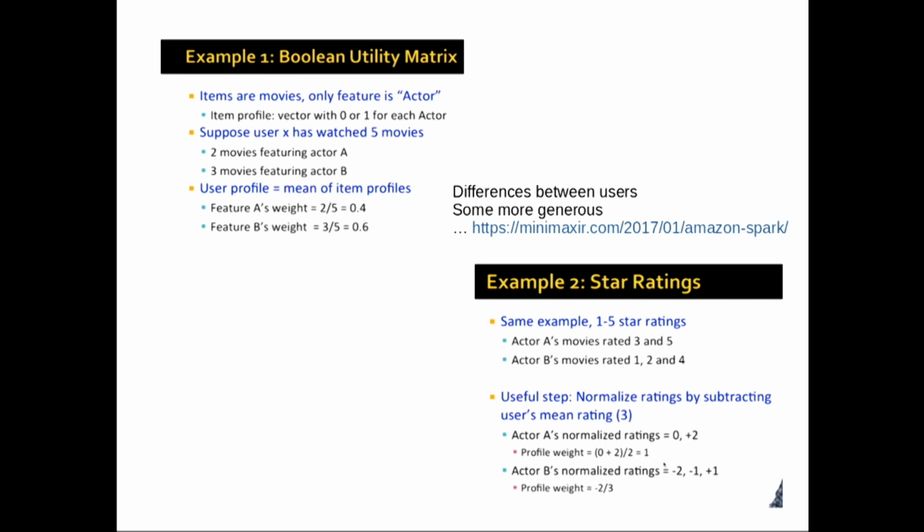It's another example. Okay, does this make sense? One other possible example. So now you have, again, that kind of matrix, but in this particular case, you have a 1 to 5 star rating, okay? So the movie can give you an evaluation from 1 to 5.